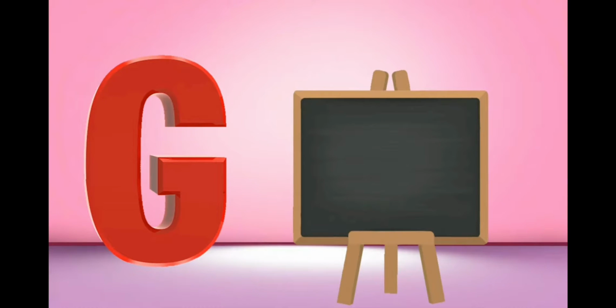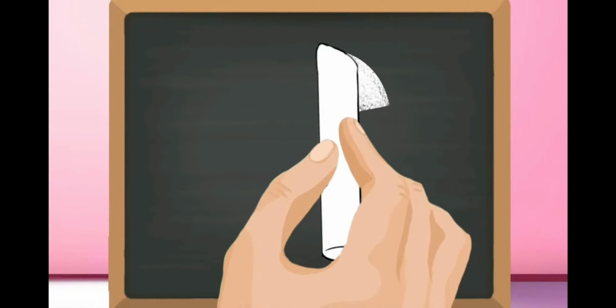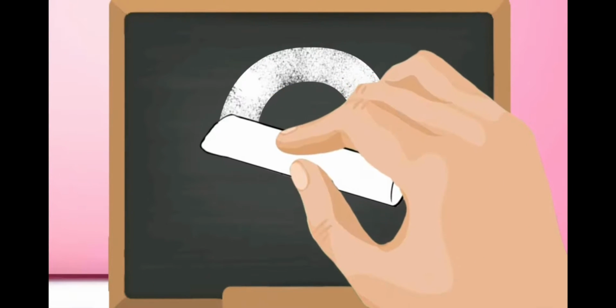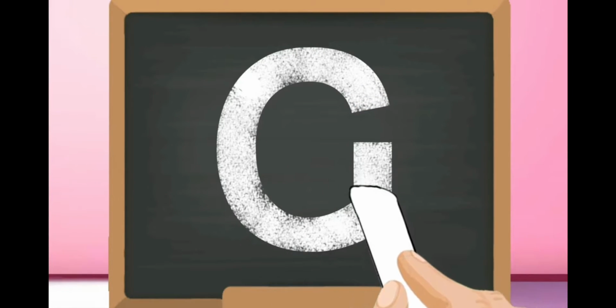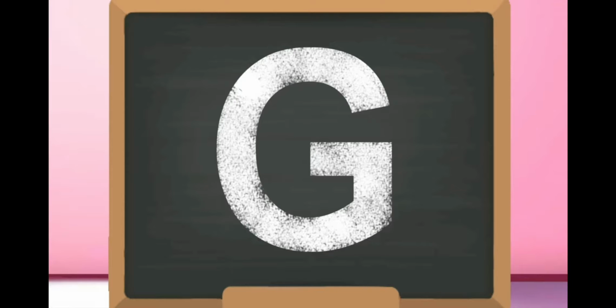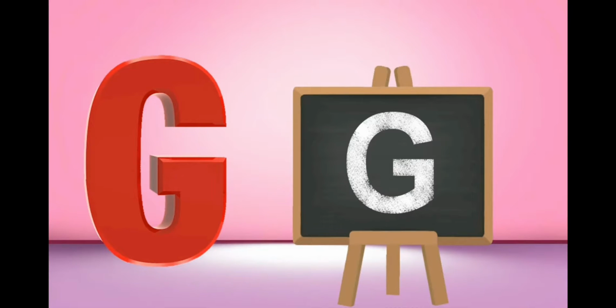G. Capital G. Start below the top and draw a curve touching the bottom, and from there go till the middle. Top it with a slipping line, then draw a standing line from the middle. Capital G.